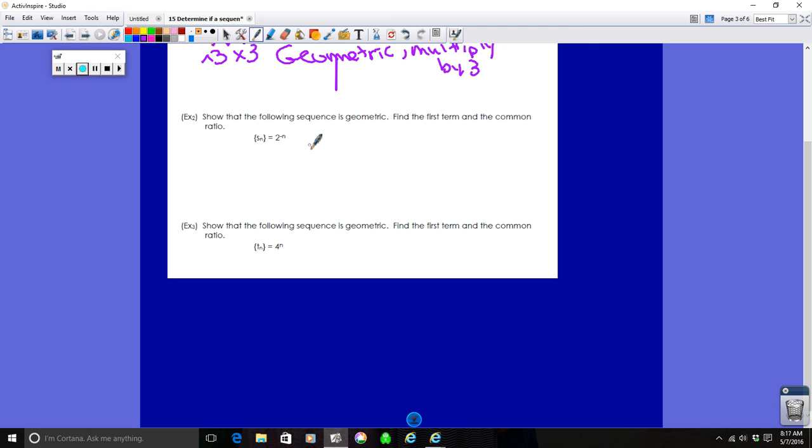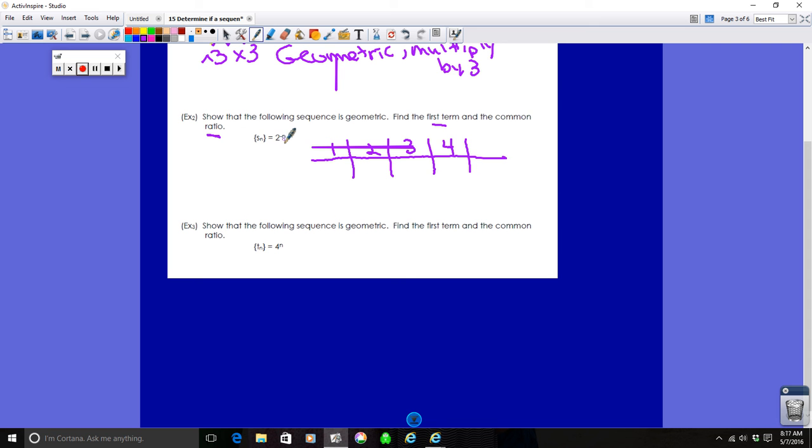Show that the following sequence is geometric. Well, to show that, we're going to have to make a chart. We also need to find the first term and the common ratio. So we had common difference D before, now it's common ratio R. So we're going to go ahead and plug in to a table where we definitely need that first term, but we're going to plug in some other values to come up with that common ratio.